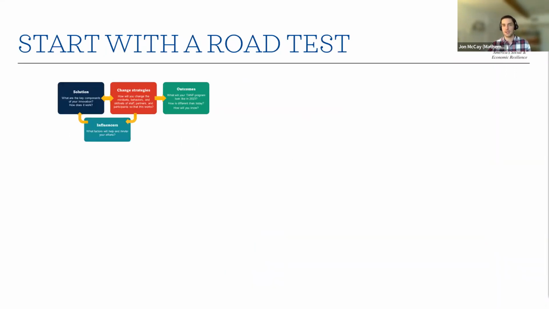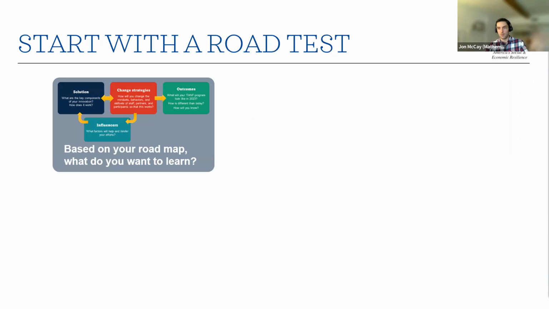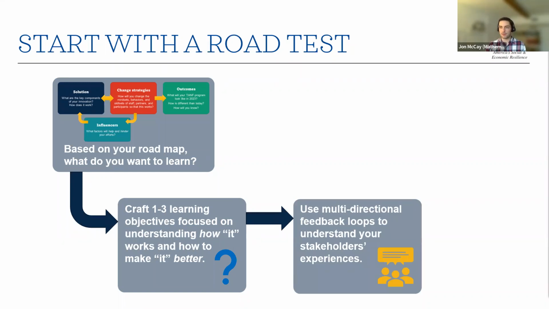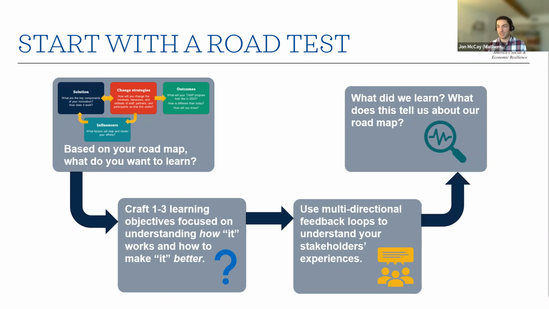And oftentimes we encourage teams to start this with what we call a road test. So taking that roadmap for change, what is it that we want to try and learn first? State that in terms of maybe 1, 2, or 3 learning objectives and questions. And then create feedback loops from your staff and from your participants to understand what their experience is trying out this new thing. Come back together after 4, 6, 8 weeks and say, what have we learned? We tried it out for a limited period of time. What does this tell us about what we expected, our roadmap? That allows you then to revise, refine your roadmap and test it again, or move on to the next component of your solution.